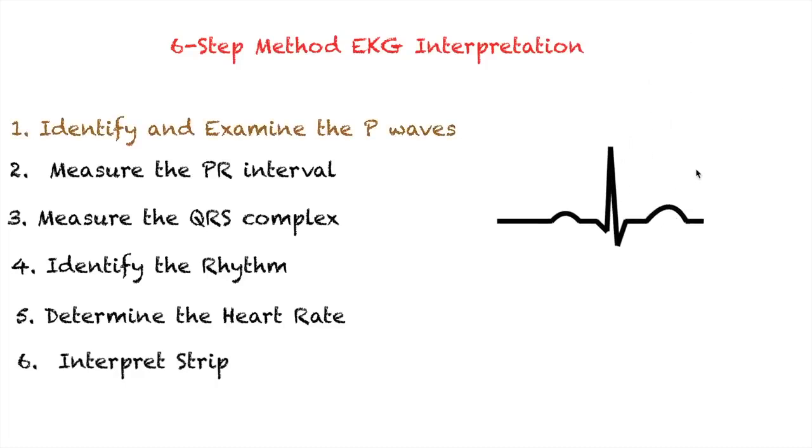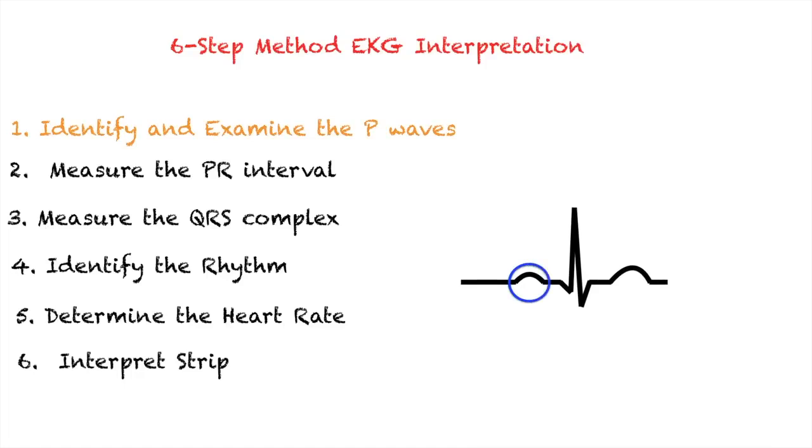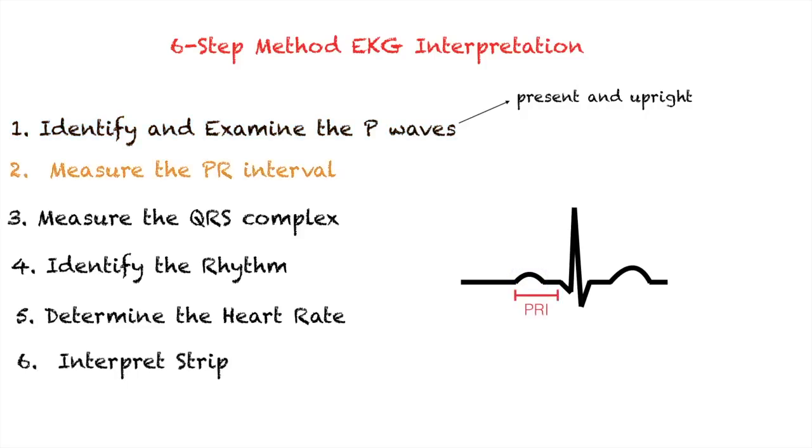Let's start off with identify and examine your P waves right here. The normal P wave would be present and upright. If the P wave is absent or inverted, then it could indicate a form of dysrhythmia such as a junctional rhythm.